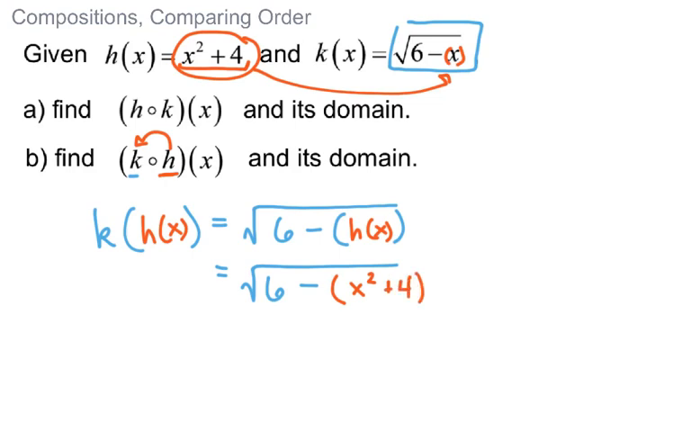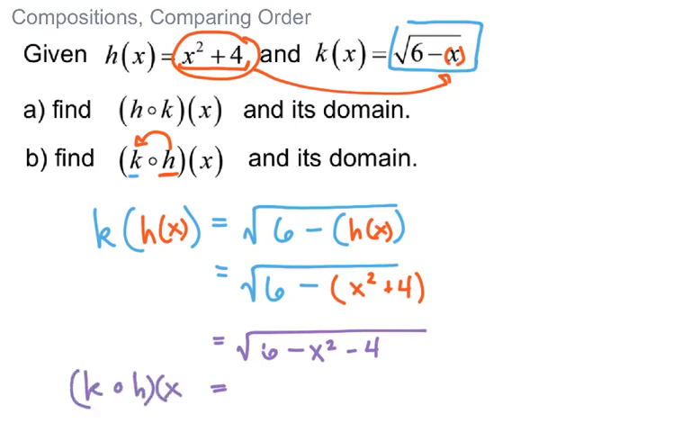So what you want to notice is we have that minus in front of all of this. So that minus, when we look at simplifying, will distribute, and I will have the square root of 6 minus x squared minus 4, and combining like terms, we get that k of h of x is equal to the square root of negative x squared, and 6 minus 4 is positive 2.